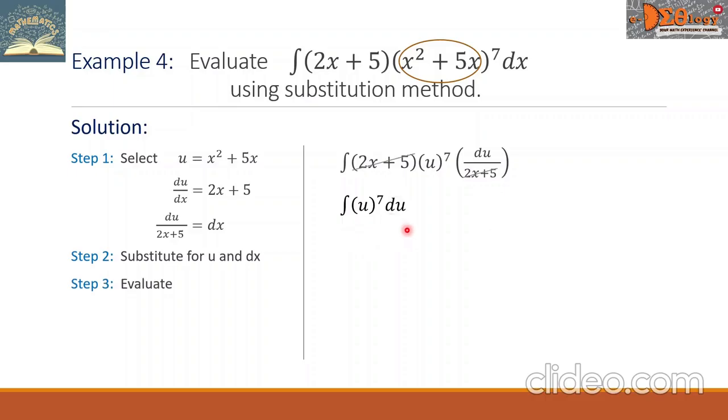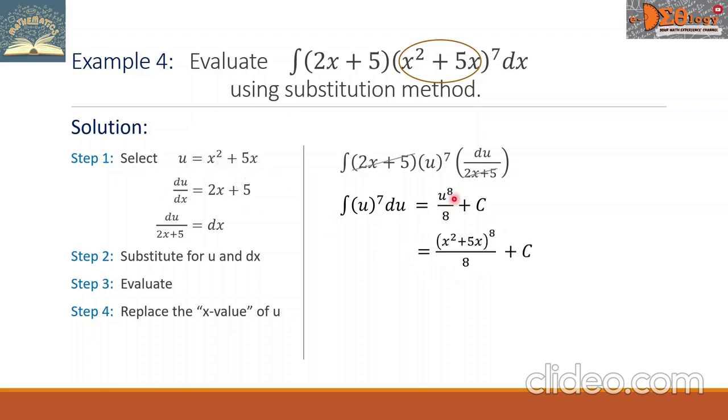Then step 3, let us now evaluate. By power rule, we have u raised to 8 all over 8 plus c. Then step 4, we replace the x value of u. This u is x squared plus 5x, so we have now x squared plus 5x that is raised to power 8 all over 8 plus c. This is now the answer.